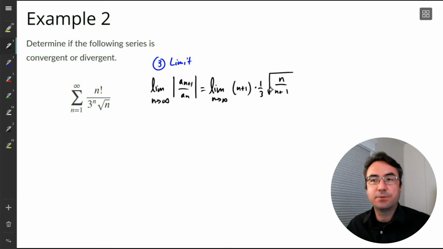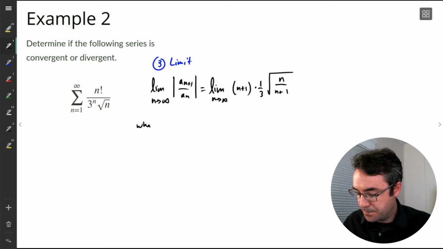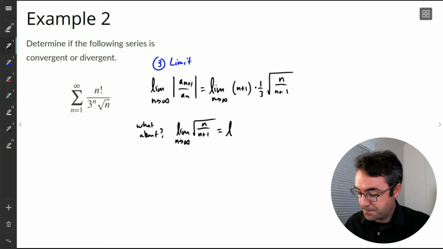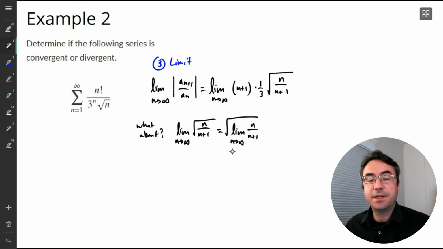What's going to happen with the square root term? So let's think about this one separately. So what about the limit of that square root term? Let's just think about that one separately. And when we do ones like this, we know the square root is continuous, so we can bring the limit inside the square root function. So we have a big square root and then the limit underneath. So we're going to do the limit of n over n plus 1 as n goes to infinity.